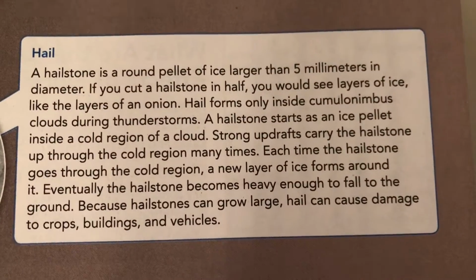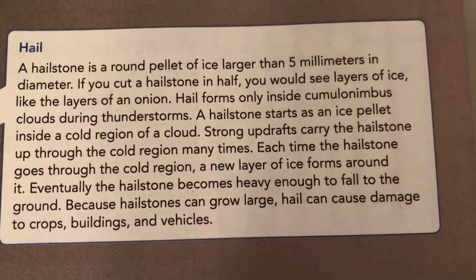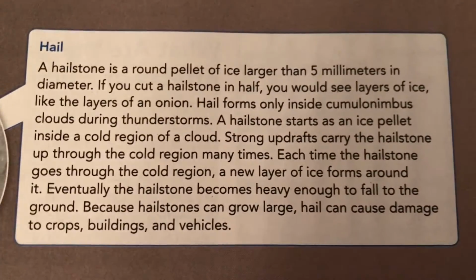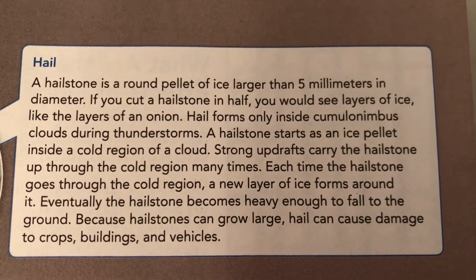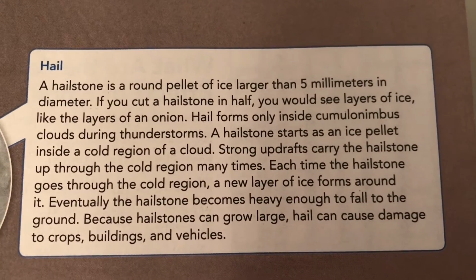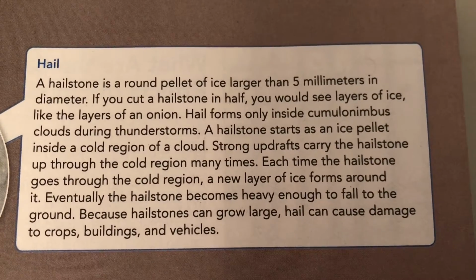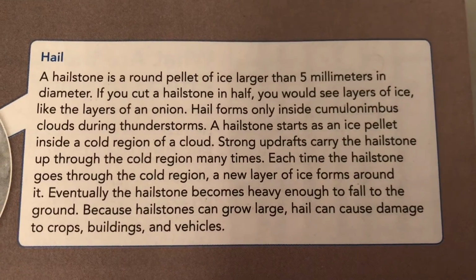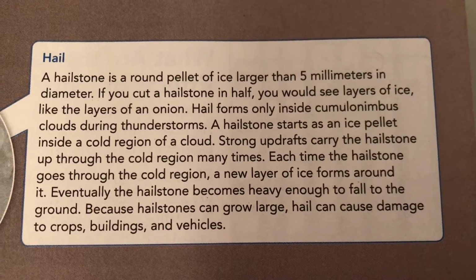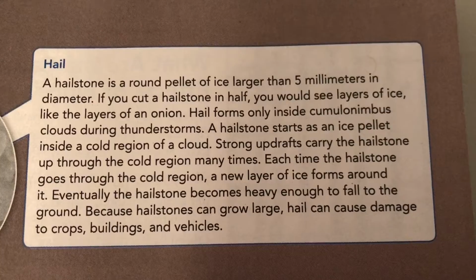Hail. A hailstone is a round pellet of ice larger than 5 millimeters in diameter. If you cut a hailstone in half, you would see layers of ice like layers of an onion. Hail forms only inside cumulonimbus clouds during thunderstorms. A hailstone starts as an ice pellet inside a cold region of a cloud. Strong updrafts carry the hailstone up through the cold region many times. Each time the hailstone goes through the cold region, a new layer of ice forms around it.